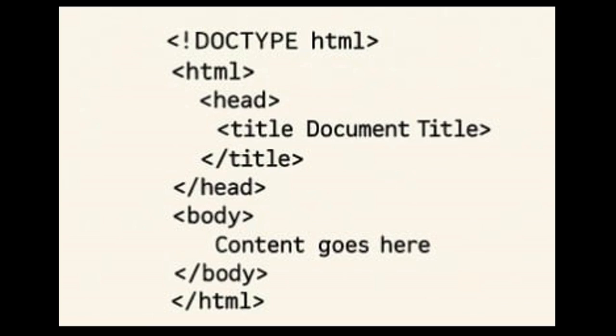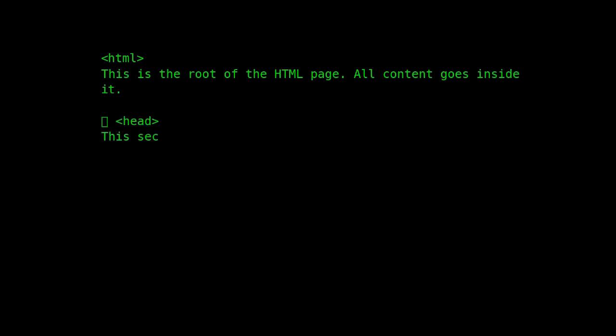Let's break it down. DOCTYPE html: this line tells the browser that the document uses HTML5. It must be the very first line. The html tag is the root of the HTML page. All content goes inside it.